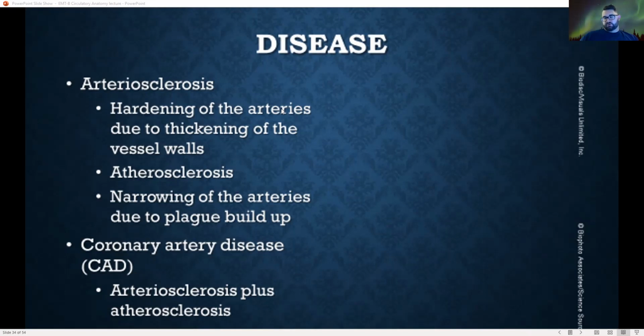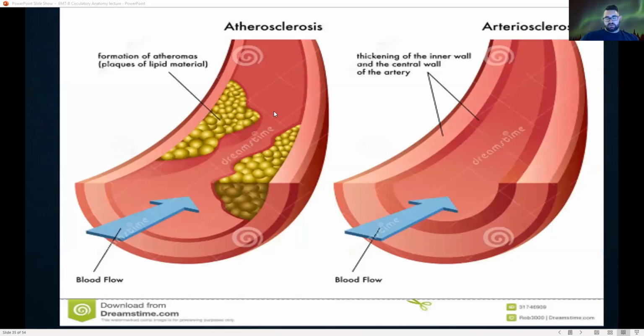So these two together will make up coronary artery disease. If somebody has coronary artery disease, they have developed arteriosclerosis, ART, hardening of the arteries, and atherosclerosis, which is that plaque buildup. So they've got narrowing arteries that are hardening, and they're getting more narrow due to the plaque and lipid buildup. And here's a quick look at them too.